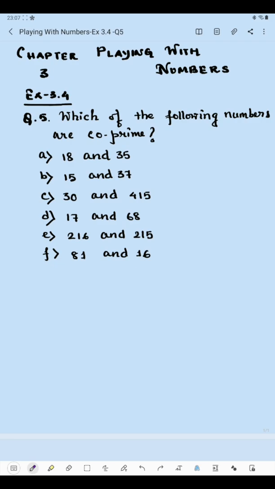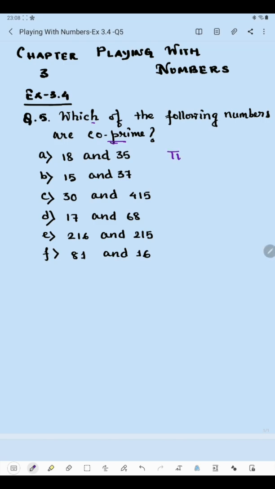Students, now I am going to start question number 5 of exercise 3.4. Now question number 5 says, which of the following numbers are co-prime? Now what are co-prime numbers? Co-prime numbers are two numbers which have only one as a common factor.